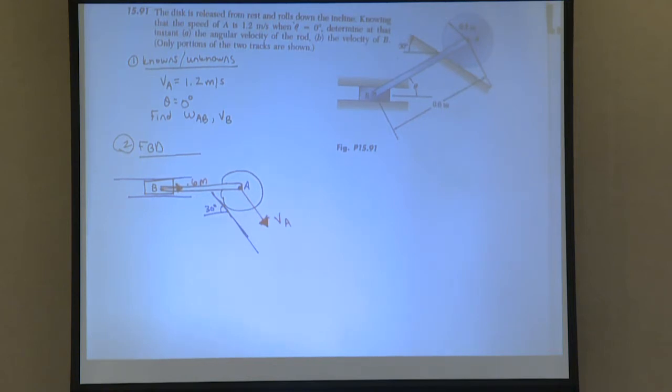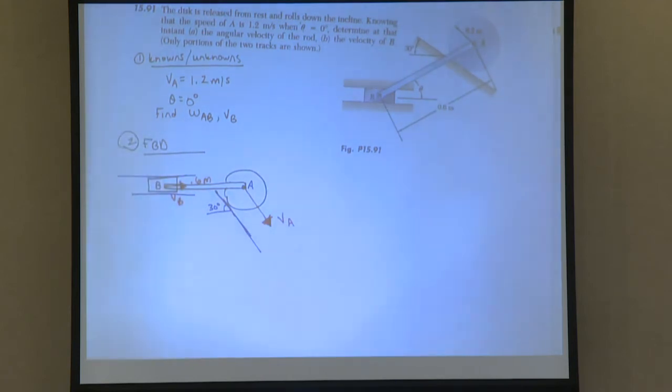Or, do you guys remember instantaneous center? That's why I put this problem on here. So instantaneous center is one of the least used tools that you guys have. It went by so fast, but it's really helpful. Basically, for this problem, we could either break VB and VA into their components and try to solve it that way, or we could use instantaneous center and use geometry instead.